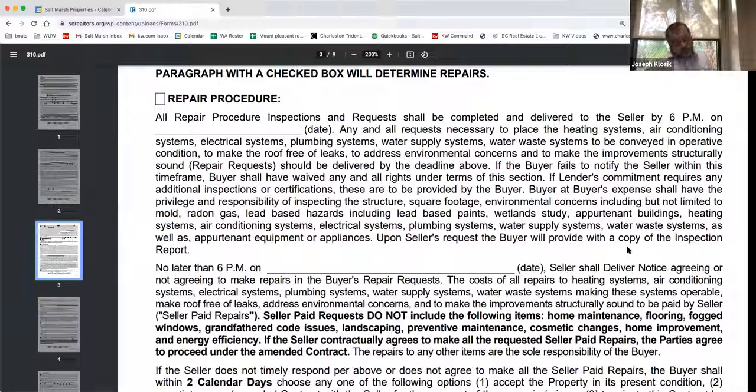In a nutshell, the best way to look at repair procedure is pre-agreed repairs, right? What the repair procedure says is that all repair procedure inspections and requests shall be completed and delivered by 6 p.m. on a blank date. This can be, 2 weeks is, in my opinion, fine, because understand they have to have the inspection done and they have to request repairs. You can maybe get away with 10 days depending on when it is.